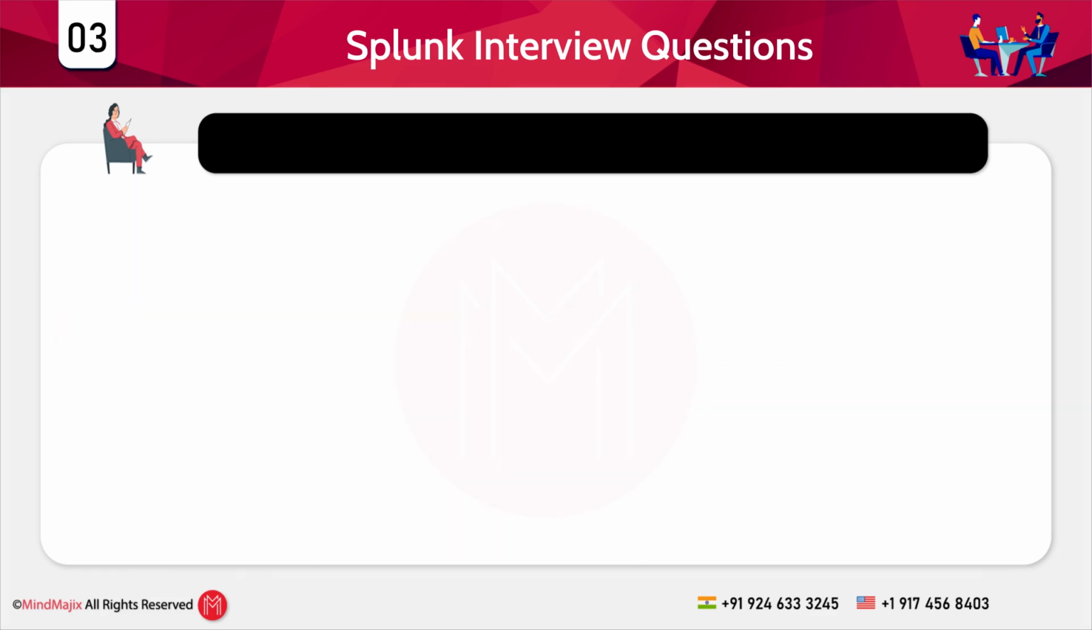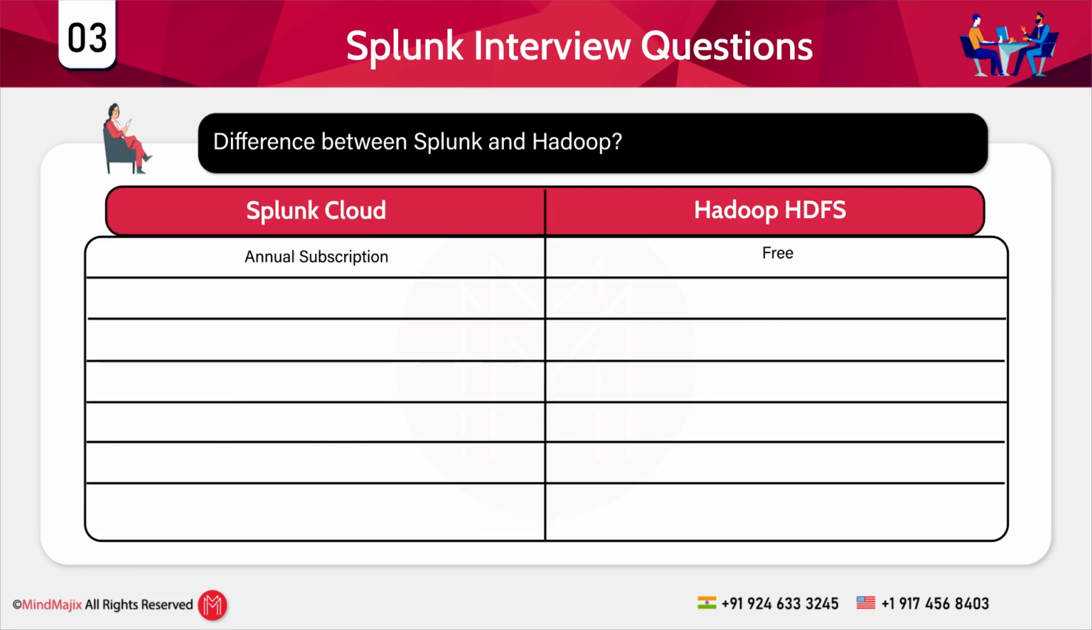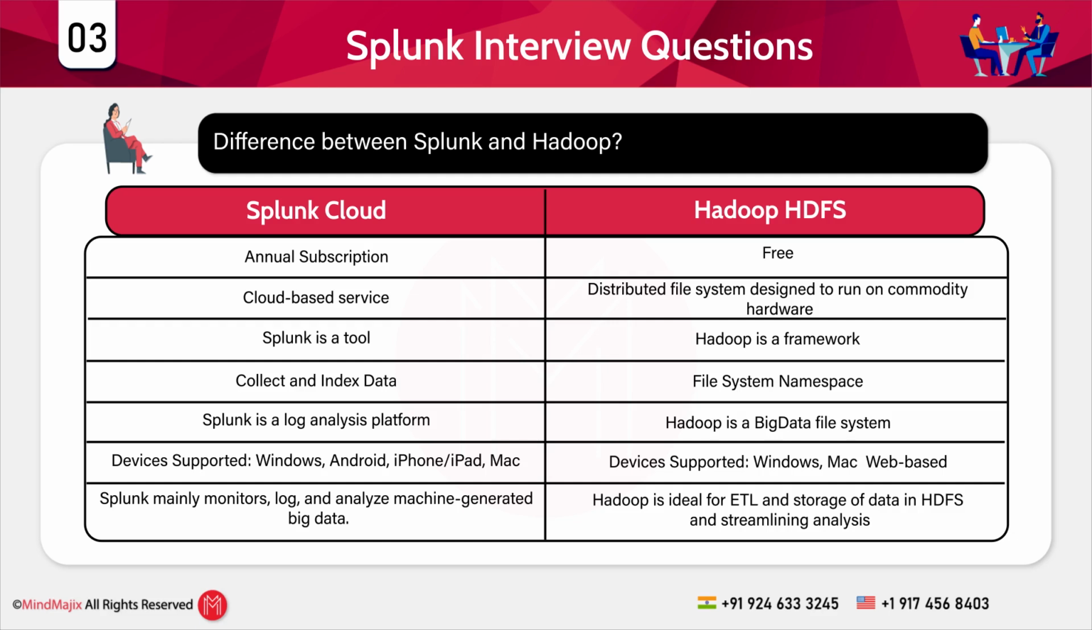The next question is compare Splunk and Hadoop, or what is the difference between Splunk and Hadoop? Based on the previous question, even in this question, we have made two columns. The first one is for Splunk and the second one is for Hadoop. For Splunk, you have an annual subscription, whereas Hadoop, since it is open source, is free of cost. For Splunk, you have a cloud-based service available, whereas in case of Hadoop, you have a distributed file system designed to run on commodity hardware. One critical difference between the two is Splunk is a tool, whereas Hadoop is a framework.